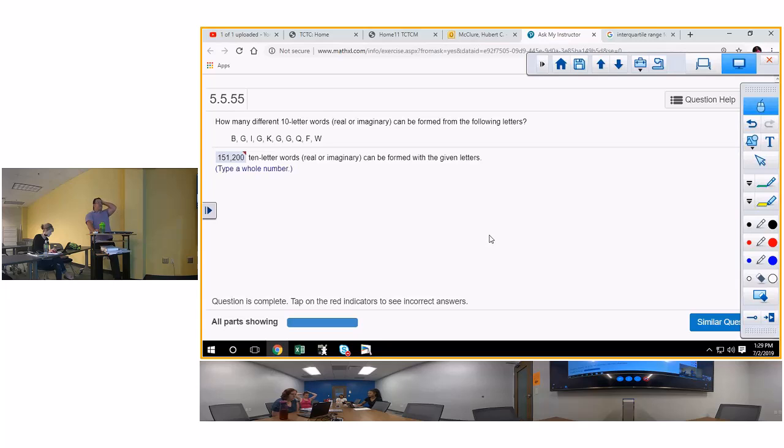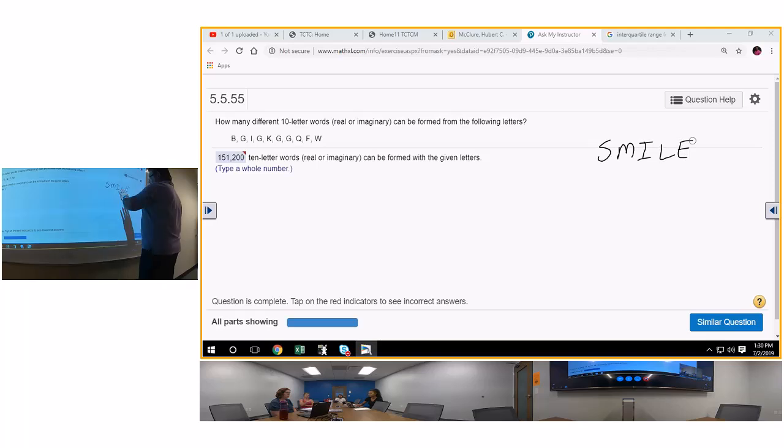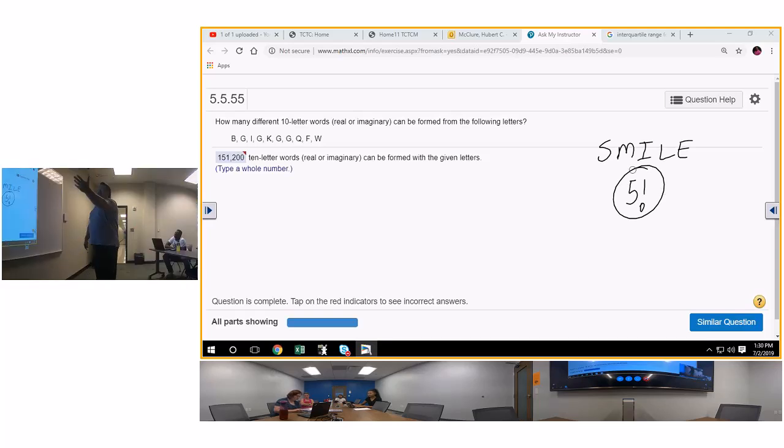Next one, 5.5, 17. And this is a test question. How many different 10-letter words can be formed? Always remember this. Smile. Now, how many different arrangements can I make out of smile? Well, how many letters do I have? 5. So that's going to be 5 what? Factorial.